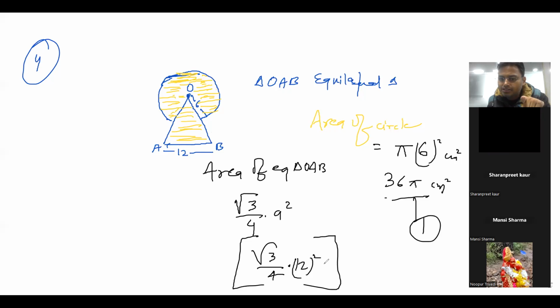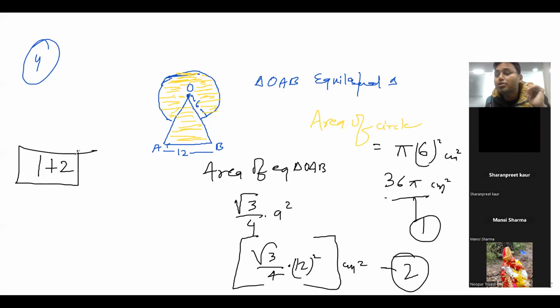अब इसको solve मत करो आगे. Let it write centimeter square. Step marking will be given. This one is equation 2 and this equation 2. Now you will do what? आप 1 and 2 के area को add करोगे. You will do what? Add the area of 1 and 2.